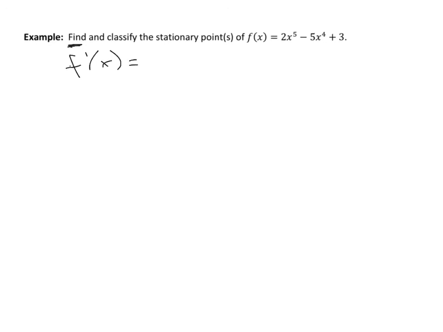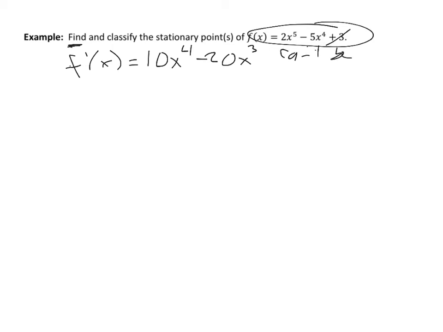So I'm going to take this derivative. The derivative of this function is going to give me 10x to the fourth minus 20x cubed, and the plus 3 is just going to vanish. Okay, great. So I've got that. This can't be undefined, because there's no division by 0, there's no asymptotes, anything like that happening. So I just need to set it equal to 0.